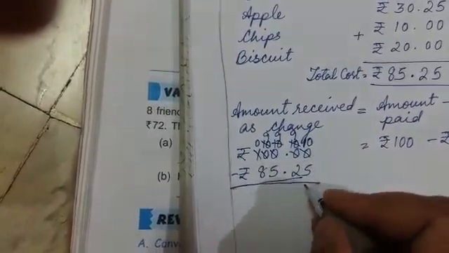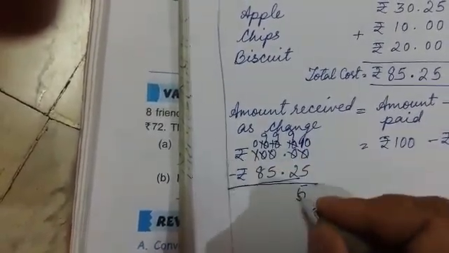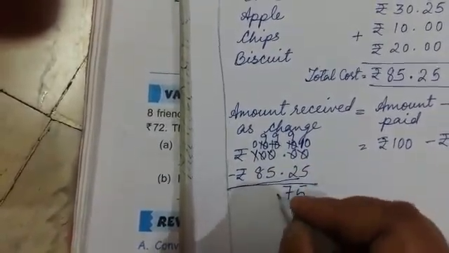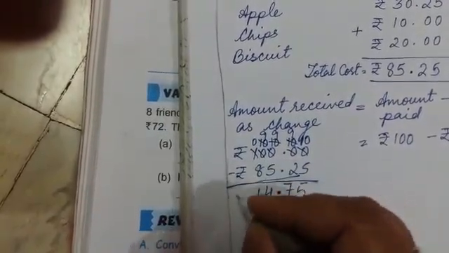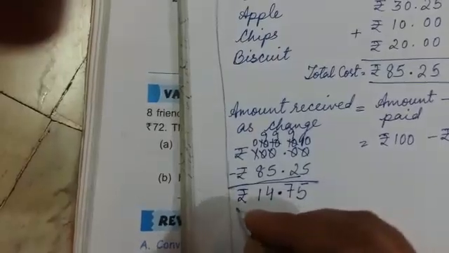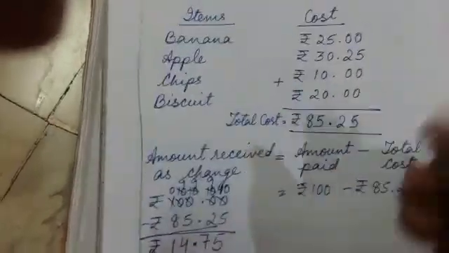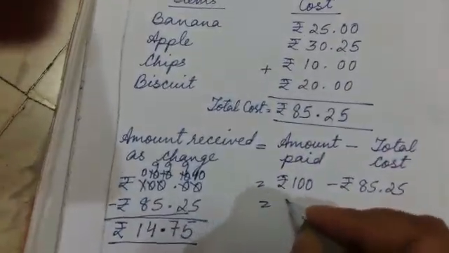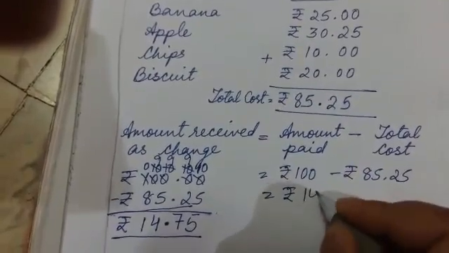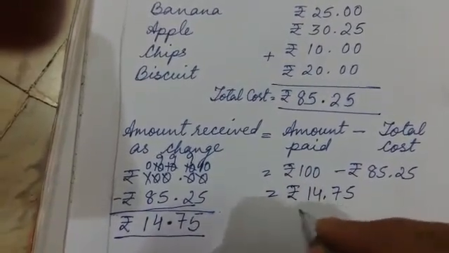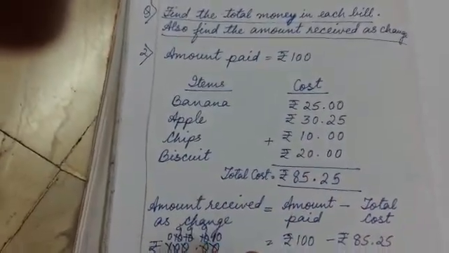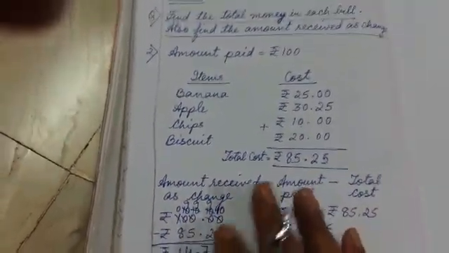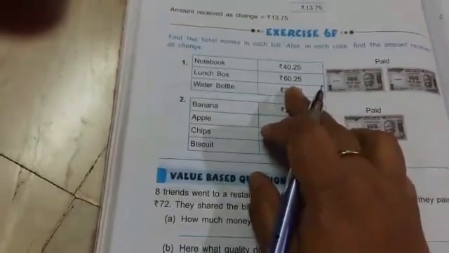Okay, now 10 minus 5 is 5. 9 minus 2 is 7. Then put the dot. 9 minus 5 is 4 and 9 minus 8 is 1. So we got the amount as 14 rupees 75 paise. So we will write here rupees 14.75. Okay, children, I hope you have understood this. So after doing this question number 2 you will try question number 1 by yourself.